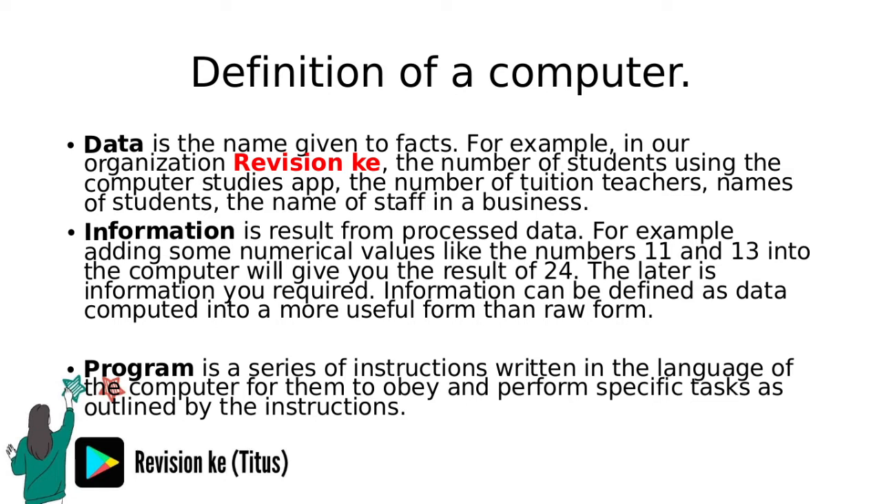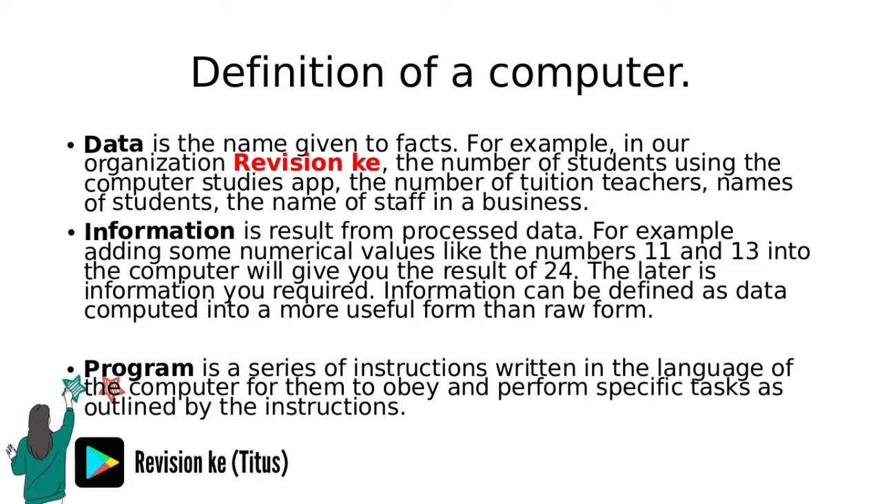For example, in our organization revision KE, we might look at the number of students who are using the computer studies app, the number of tuition teachers, the names of students, and the name of staff in our whole business setup, and that's data for us. And so information is a result of the data that we've processed. For example, when you add 2 to 4, then you get 6. Then the 6 is the information, the 2 and the 4, they're the data.